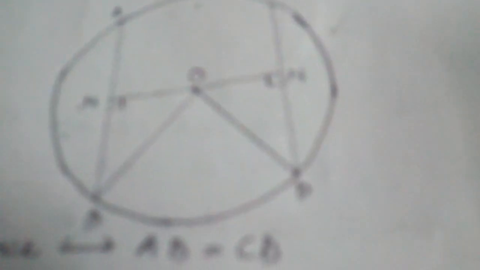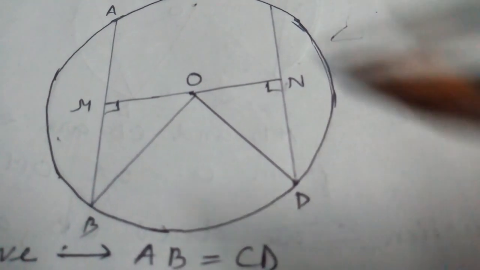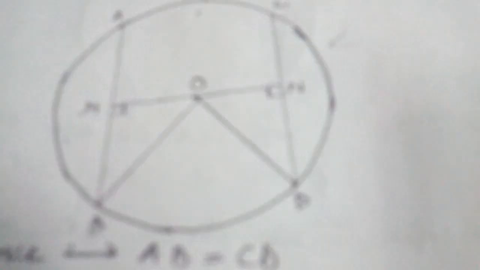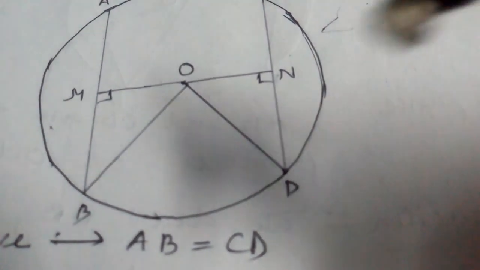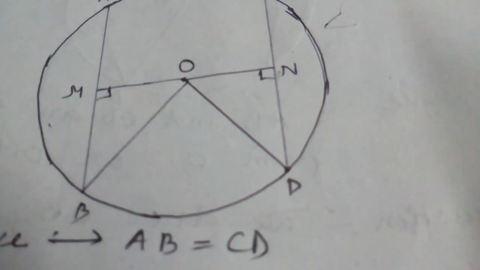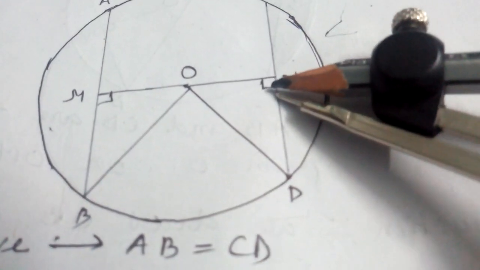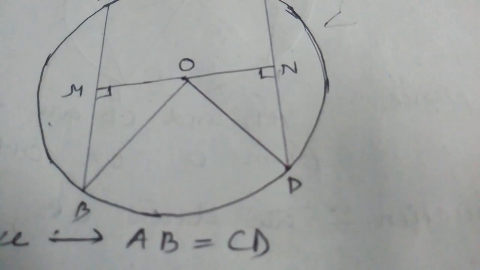Again, we draw OB and OD. Now we take these two triangles OMB and OND. OB is equal to OD. Why? Because they are radii of the same circle. And given that OM is equal to ON, distances are equal, equidistant chords, and angle M is equal to angle N, both are 90 degrees. Therefore, triangle OMB is congruent to triangle OND.